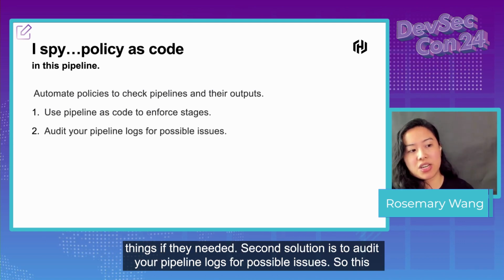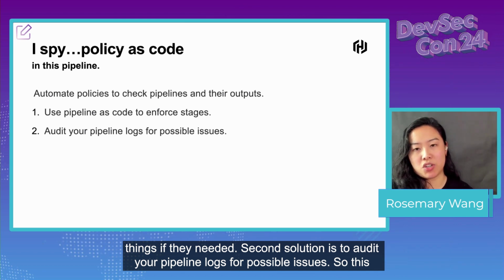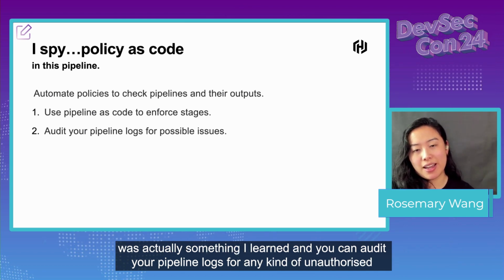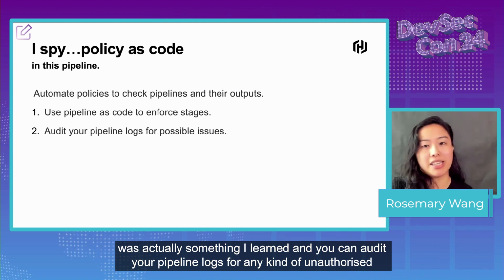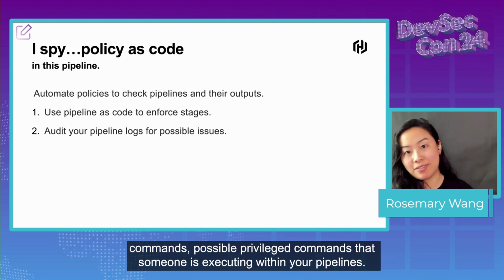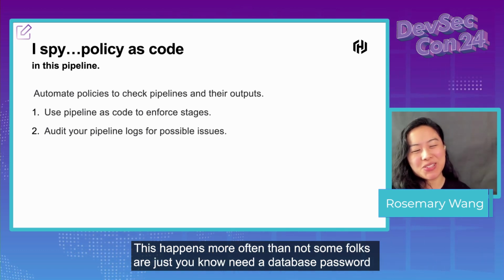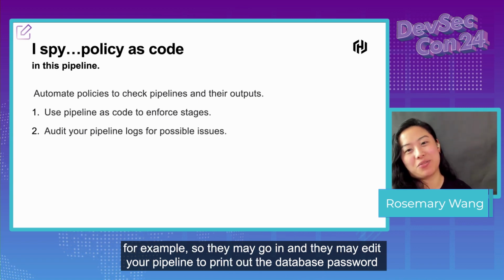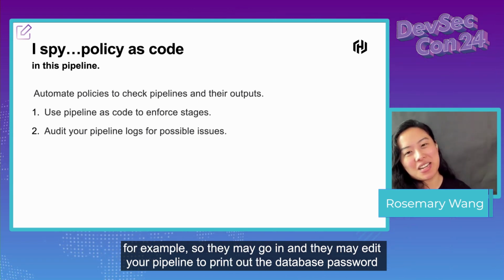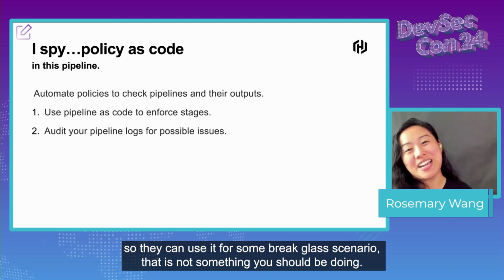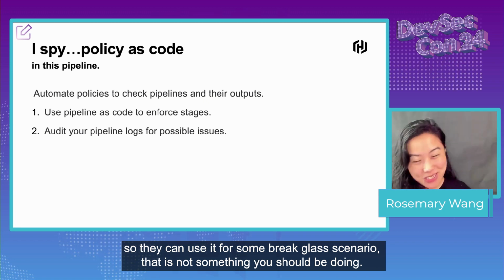Second solution is to audit your pipeline logs for possible issues. So this was actually something I learned. You can audit your pipeline logs for any kind of unauthorized commands, possible privileged commands that someone is executing within your pipelines. This happens more often than not. Some folks just need a database password, for example. So they may go in and edit your pipeline to print out the database password so they can use it for some break glass scenario. That is not something you should be doing.